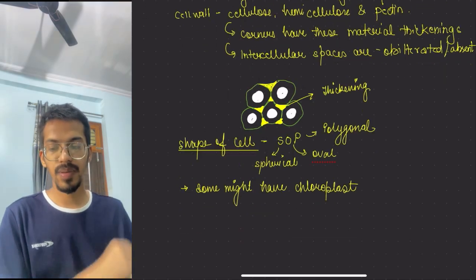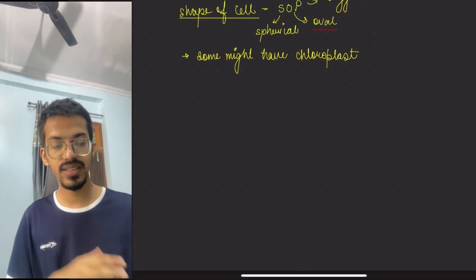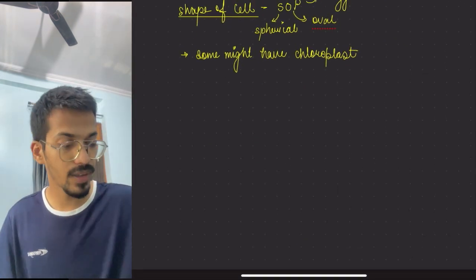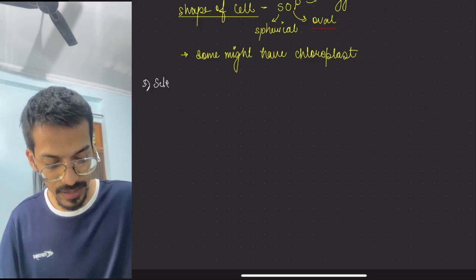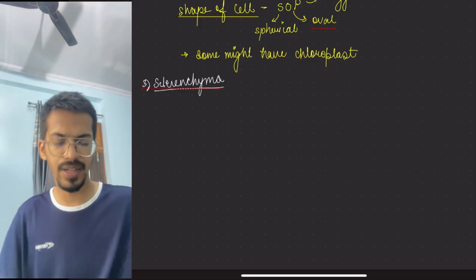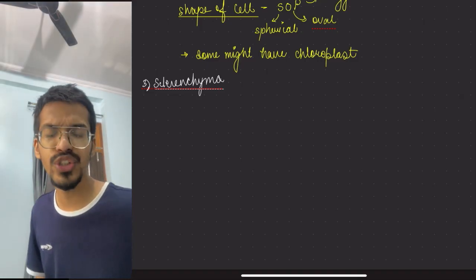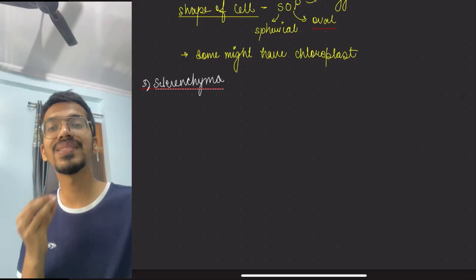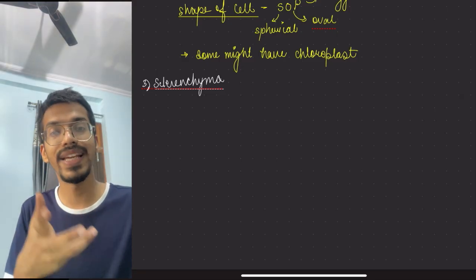Okay, next part is that this is all about the collenchyma. After this comes our sclerenchyma. So the third type of simple tissue is sclerenchyma. When we are studying this sclerenchyma, it should come up that this is dead tissue. Why am I calling it a dead tissue? Because of the thickenings present around itself. These thickenings are made up of lignin.